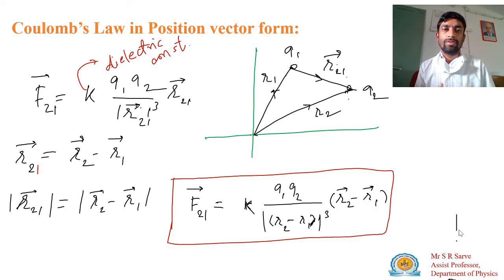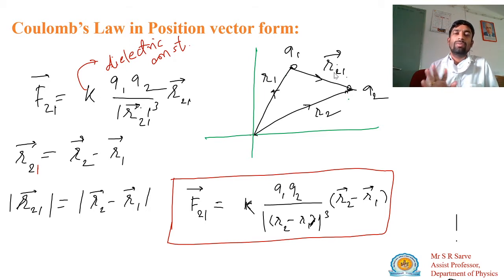Good afternoon, students. In the previous lecture, we learned about Coulomb's law: general Coulomb's law and Coulomb's law in vector form. Vector form means we have to take the position vector, in terms of unit vector and in terms of position vector. Unit vector means r21 cap and position vector means r21. So in today's lecture, we are going to learn about Coulomb's law in position vector form.